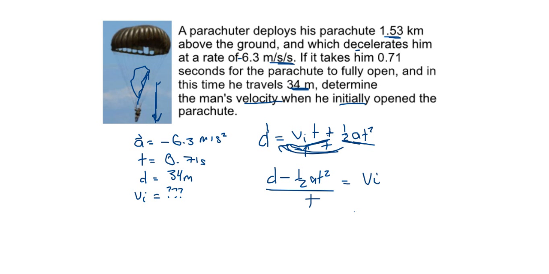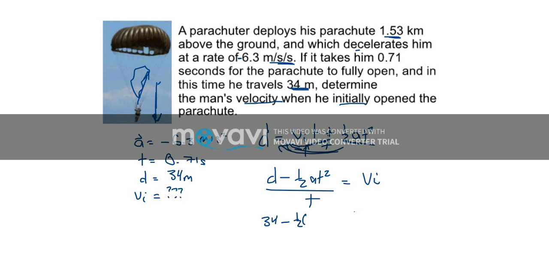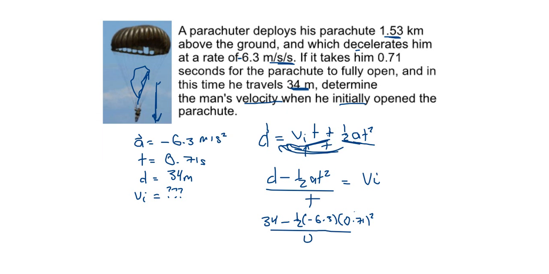I can just do this all in one step. It'll be 34 minus a half of, was acceleration, negative 6.3, 0.71 gets squared. Divide this all again by 0.71. And as long as you know how to type this in your calculator and do this properly, you can just do this all in one big step.